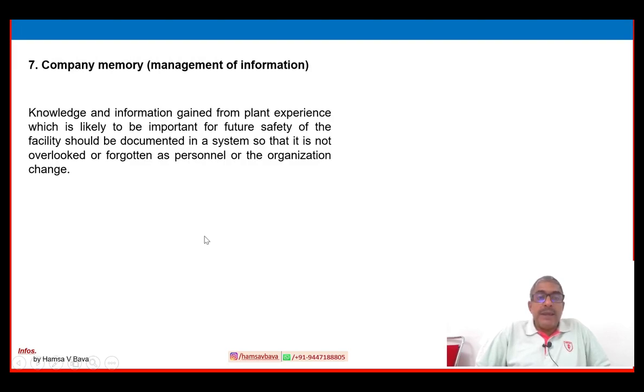Seven, company memory, management of information. Knowledge and information gained from plant experience, which is likely to be important for future safety of the facility, should be documented in a system so that it is not overlooked or forgotten as personnel or organization change. So this is company memory.